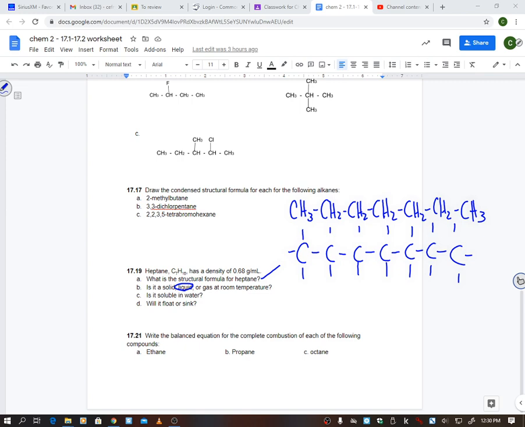Is it soluble in water? No. No organic compound is going to dissolve in water. This would be like an oil type substance or a gasoline type substance. It's not going to mix in water. Will it float or sink? It will float. Water's density is 1.0. Anything below that is lighter or less dense, and it will float.